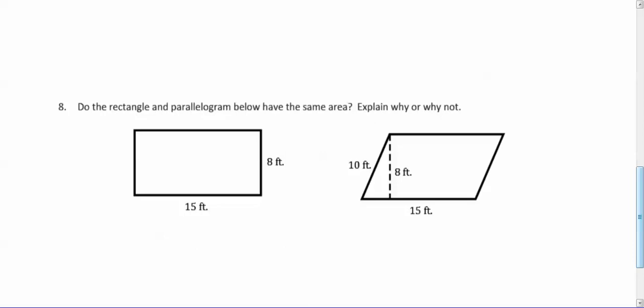All right, so again, what are the steps of finding area of a parallelogram? First, you've got to do what? Determine the height and the base. Step 2, write the formula. Step 3, plug in the formula and then multiply. All right, and then label.